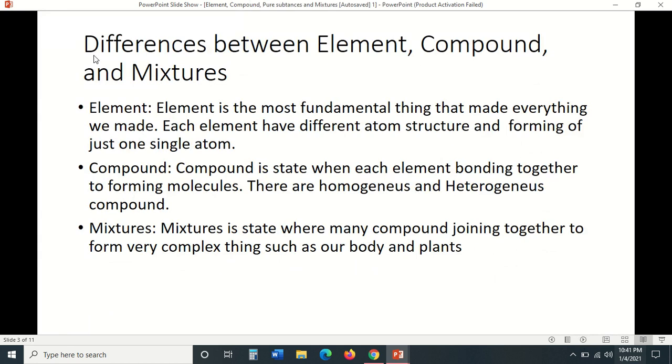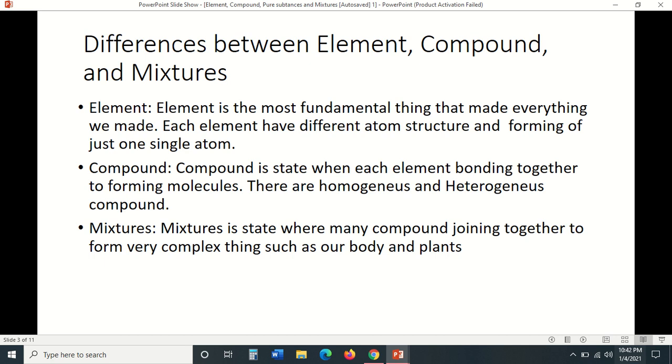So, the differences between element, compound, and mixtures. I will tell you the definitions of element, compound, and mixtures, and then you will see and know the difference automatically. What is an element? An element is the most fundamental thing that makes up everything we know. Each element has a different atom structure and is formed of just one single atom. So, an element is what we know as an atom.